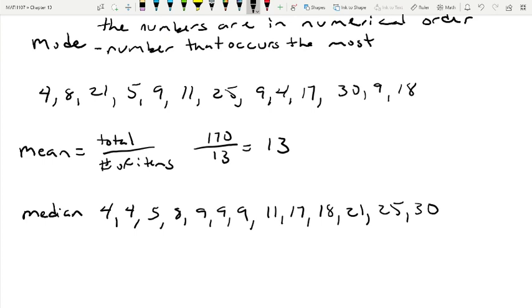So the median then is the number that is physically in the middle of the group. And so for me, that number is this number right here. This is the number that is physically in the middle, because there are 6 numbers to the left of it, and there are 6 numbers to the right of it. Right? So my median here is going to be 9.